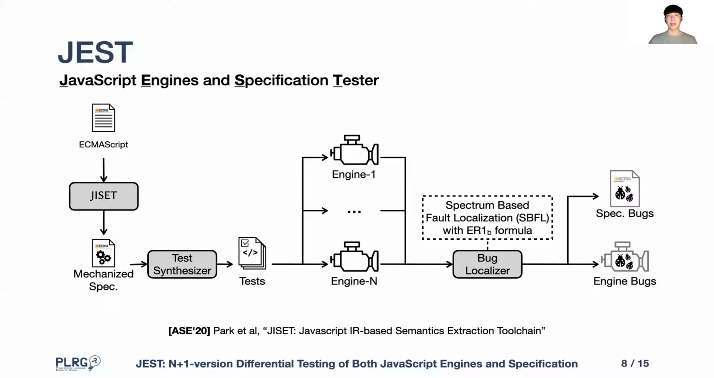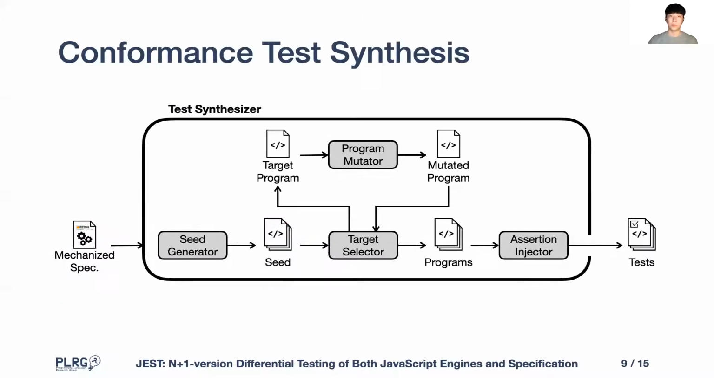Using the extracted mechanized specification, the test synthesizer synthesizes conformance tests. Then, JEST detects engine and specification bugs by running the synthesized tests on multiple JavaScript engines, and the bug localizer localizes detected bugs based on test results with a spectrum-based localization technique. Now, I will explain the details of the test synthesizer.